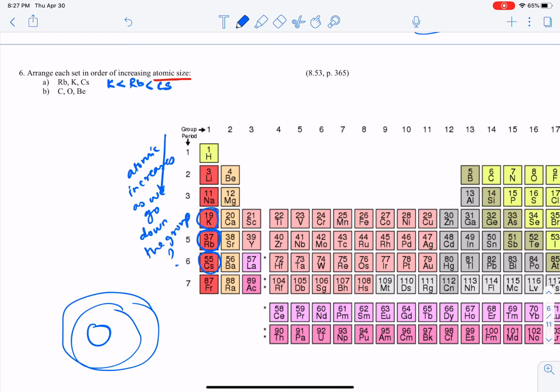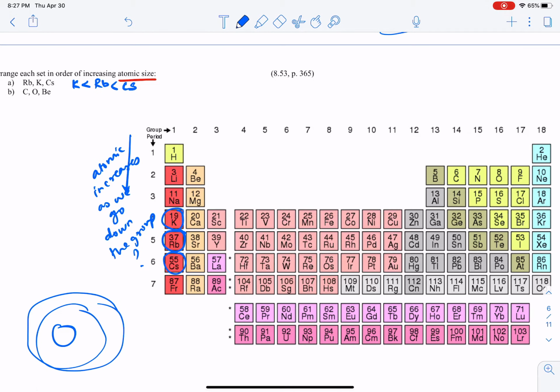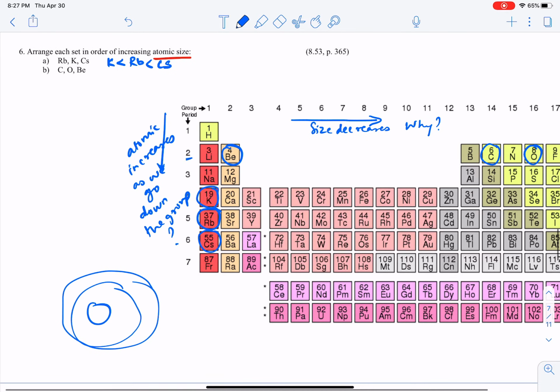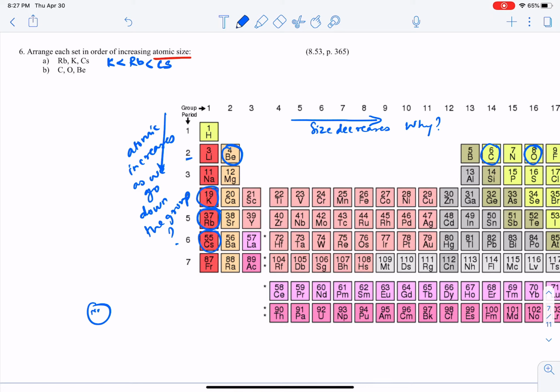Now taking the next one, C and Be, that is C and Be. Here the trend, if you remember, is that as you go towards the right side, the size decreases. Why? So it's in the second period, right? Let's make a much better diagram. This is the nucleus. Then you have the first orbit and the second orbit. So we have beryllium, which has 2 electrons in the outermost shell, that is the second shell.